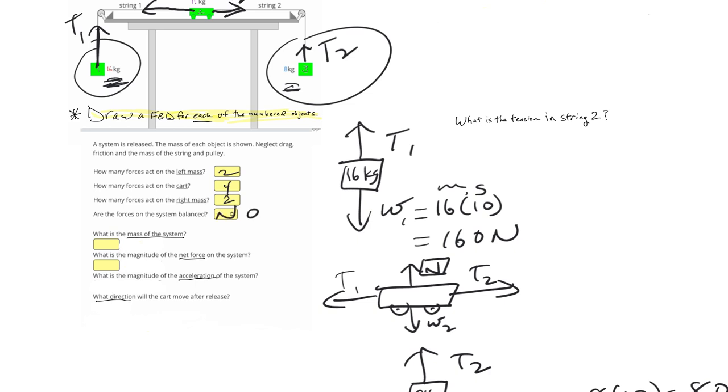What's the mass of the system? Okay, this is M1 plus M2 plus M3. 16 plus 11 plus 8. So that's 35. So 35 kilograms.